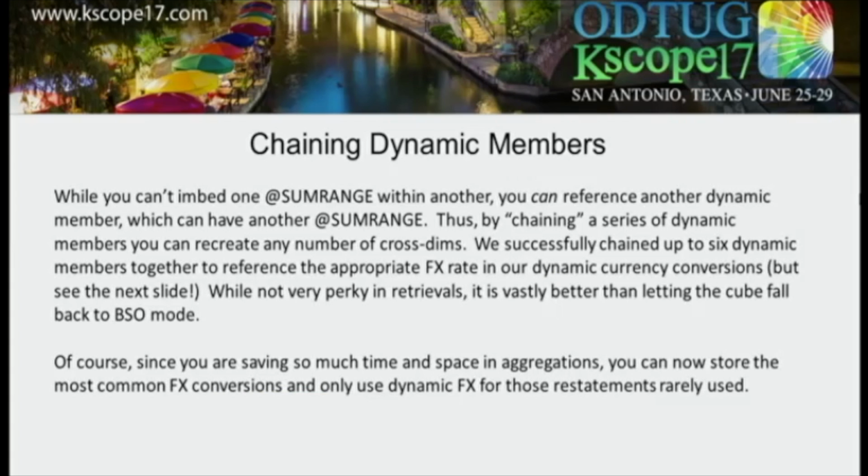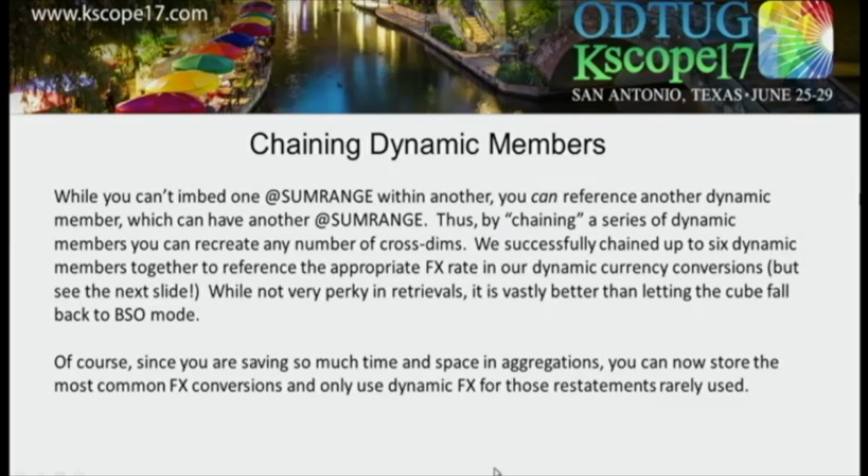You can make one cross dim, and then you can have another member which refers to that cross dim. So you build a chain. You can't embed one sum range within another, but you can reference another member that has a sum range. So we successfully chained up to 6 to have a 6-place cross-dimensional. Do I recommend that? No, and we'll go into that in a second.